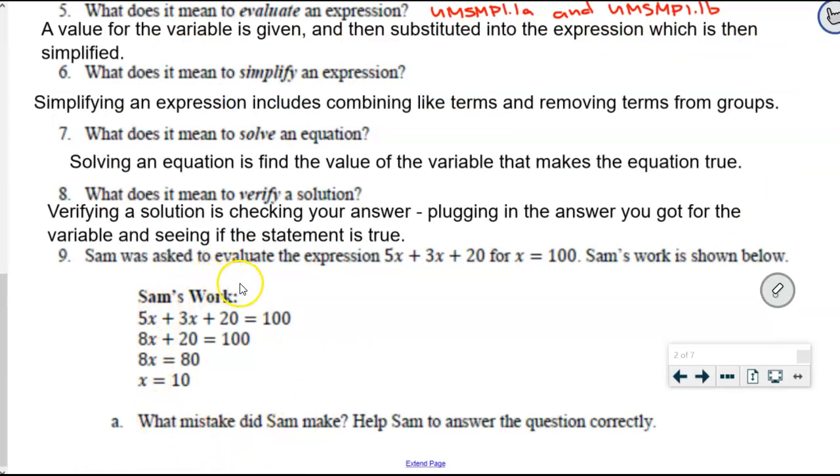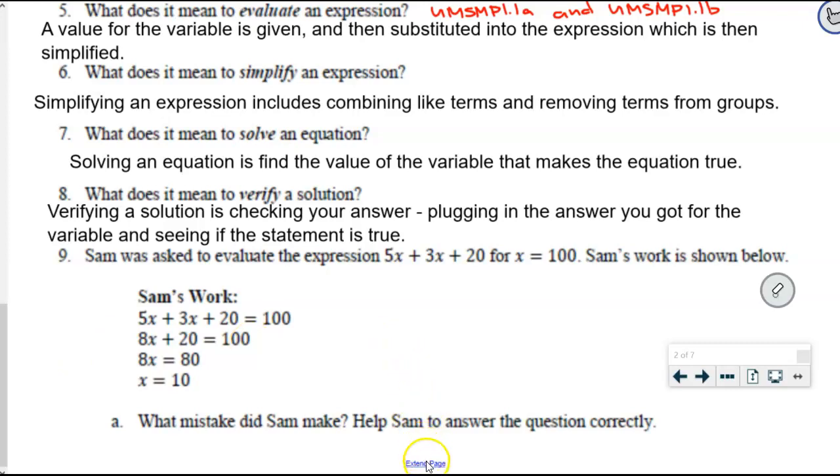this is kind of the test. Number 9. Sam was asked to evaluate this expression: 5x plus 3x plus 20. He was asked to evaluate it for x equals 100. Maybe review what evaluate means so you can figure out Sam's mistake. With your groups, talk about it. Ready, set, go. Pause the recording for a short amount of time.